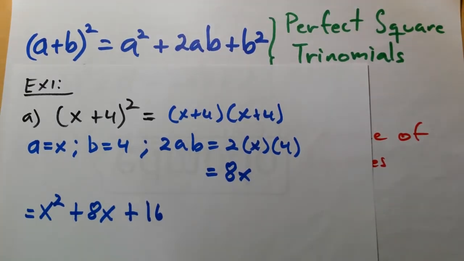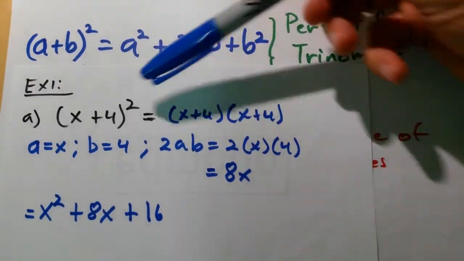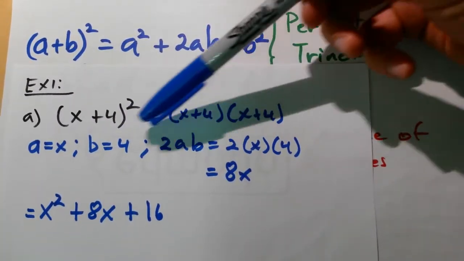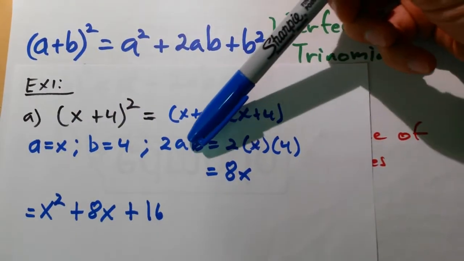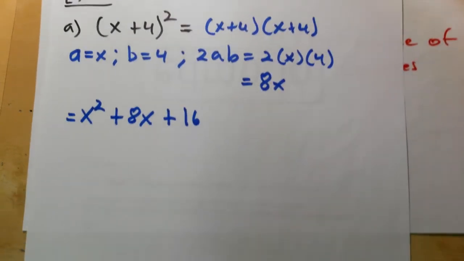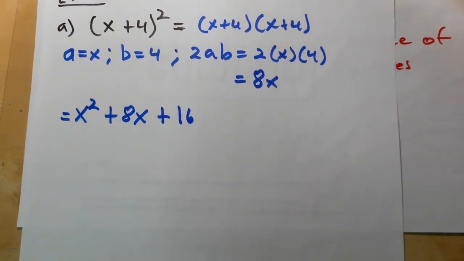Now you may be thinking, well, actually that wasn't that short, right? It took a long time. Well, it's because I'm going in detail, right? But eventually, once you start getting more familiar with these patterns, you don't have to write a, b, and 2ab, etc. Well, I think this is quite obvious. Let's move on to another example, very similar as well.